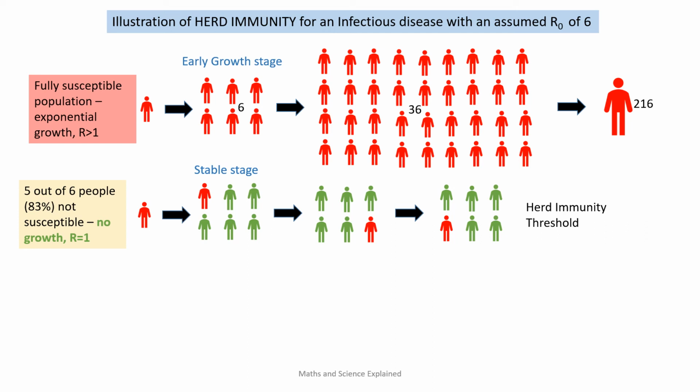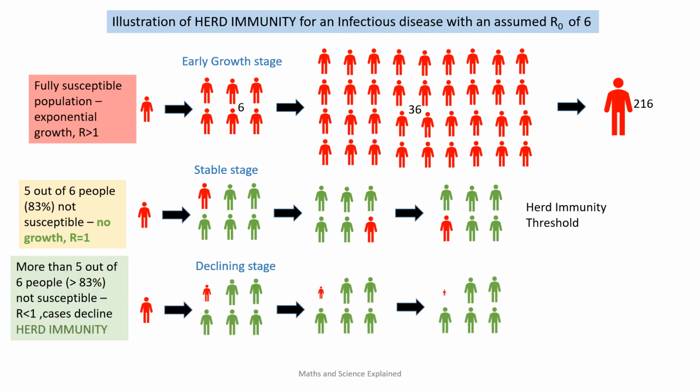When the herd immunity threshold is exceeded, with more than 5 out of 6 people immune, then we have a phase where R is below 1, and the spread of the disease declines to very low levels. The more contagious a disease is, the greater the proportion of the population that needs to be immune to it in order to stop its spread. For example, measles has an average R0 of around 15, which means that more than 14 out of 15 or 93% of people need to be immune.